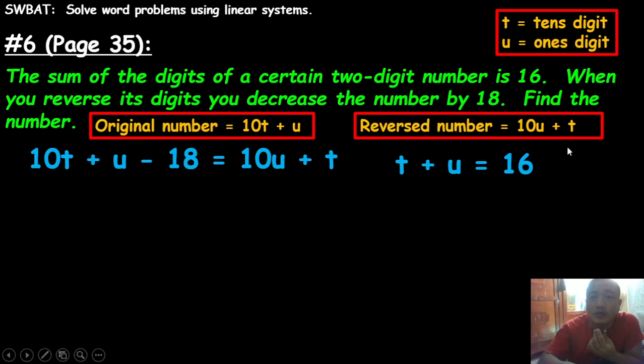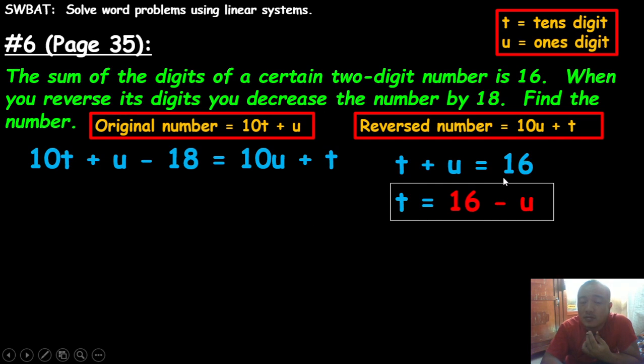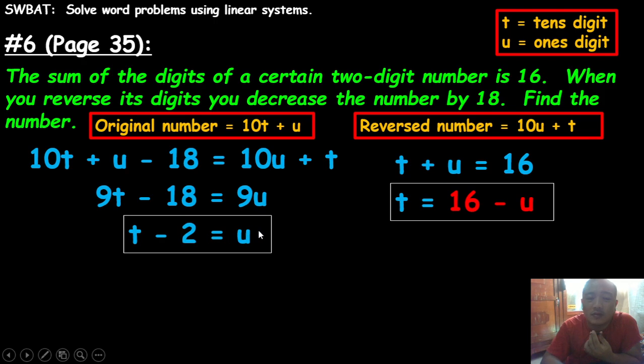So for our equation 1, the sum of the two digits is 16. So T plus U is 16. And then the reverse number 10U plus T is equal to the original number minus 18, decrease by 18, sabi. So let us solve for T in terms of U in equation 1, 16 minus U. Here let's first simplify. 10T minus T is 9T. Minus 18, 10U minus U is 9U. Divide all terms by 9 para maging T minus 2 equals U.